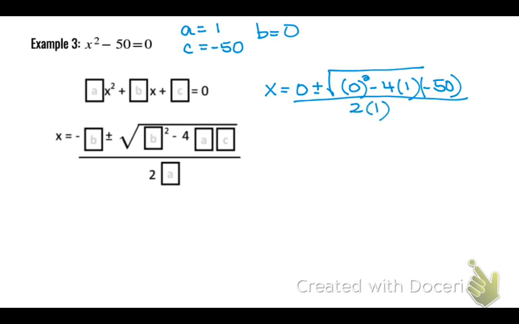So lots of zeros here. Because it is a 0 out in the front, I'm going to go ahead and drop the 0 and just write plus or minus the square root.